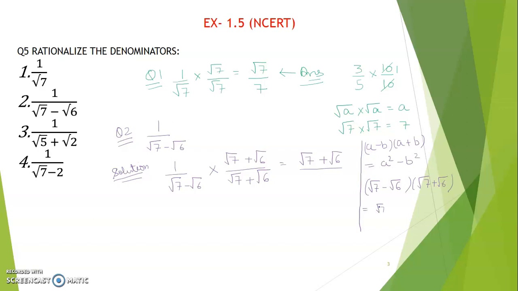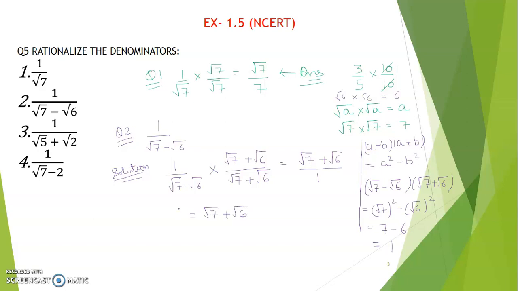What is the value of a here? Root 7. Root 7 whole square minus, what is the value of b here? Root 6. Root 6 whole square. Root 7 into root 7 is 7, and root 6 into root 6 is 6. Root 7 whole square means root 7 into root 7 two times, and root 6 whole square means root 6 into root 6 two times. So root 7 whole square gives me 7 and root 6 whole square gives me 6. So 7 minus 6 is equal to 1. So I can write 1 upon 1, which is equal to root 7 plus root 6.